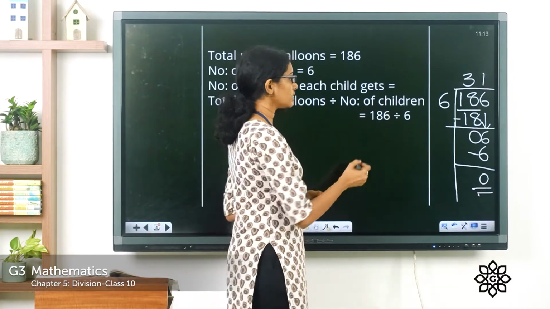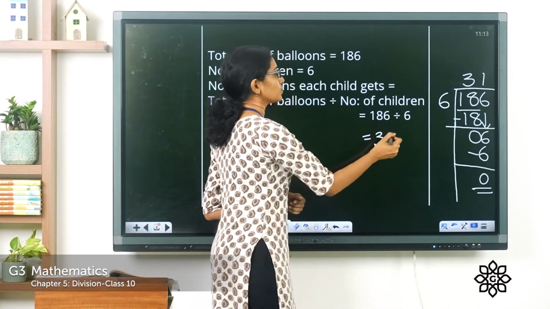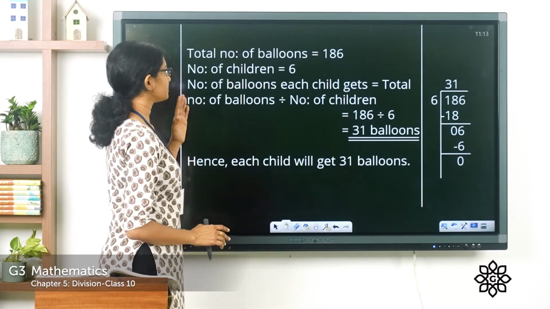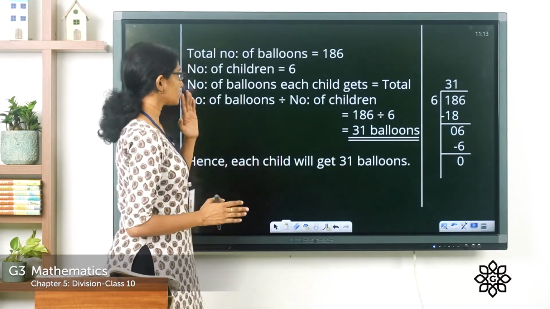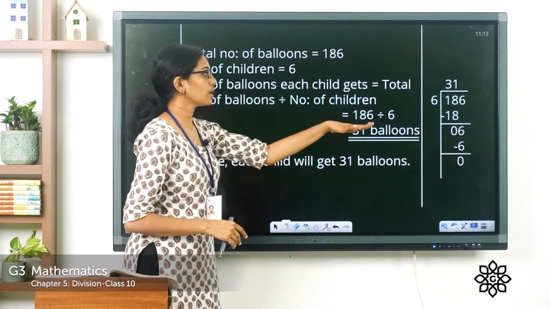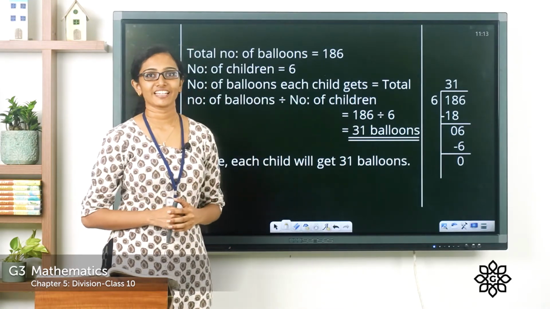So what is the quotient? The quotient is equal to 31. So the number of balloons each child gets is equal to 31 balloons. Hope you are clear with this.